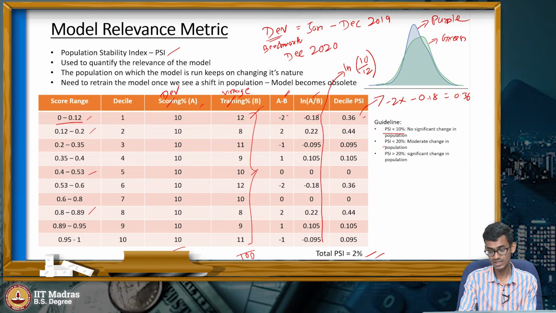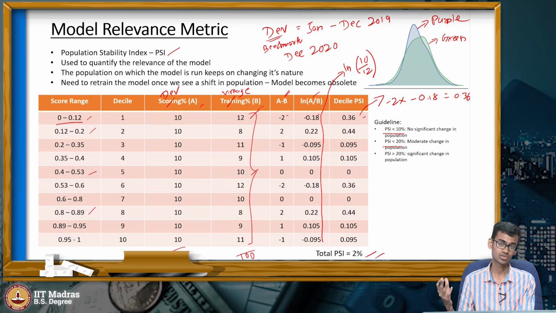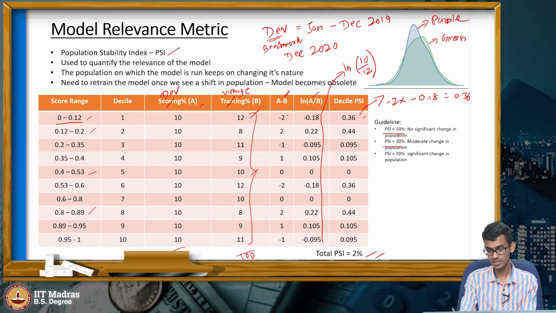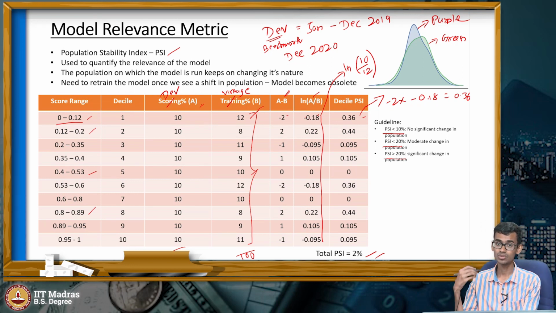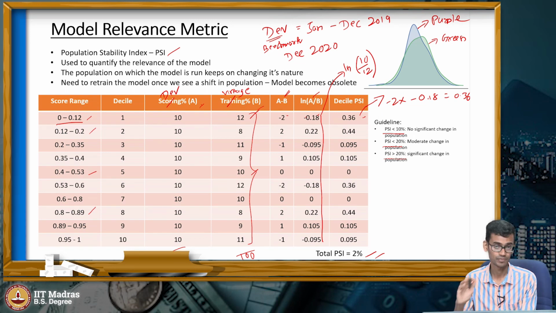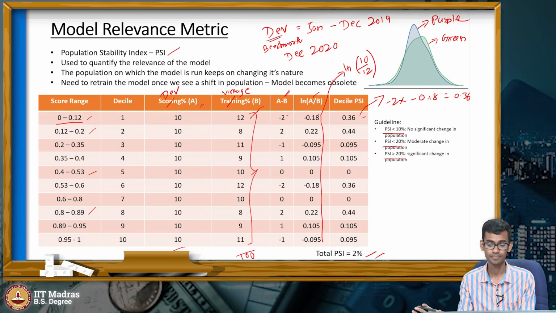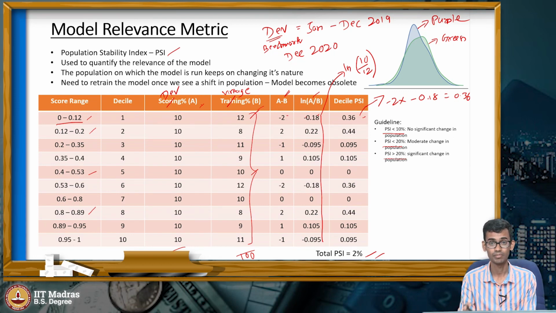If the PSI is less than 20%, then there is a moderate change in the data, and if the performance has dropped, then we can choose to change the model. And if the PSI is more than 20%, then we say that the population has shifted significantly and it is good for us to change the model. Okay, so that's about PSI. I hope this slide makes it clear.